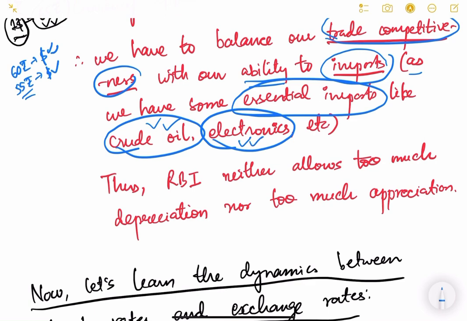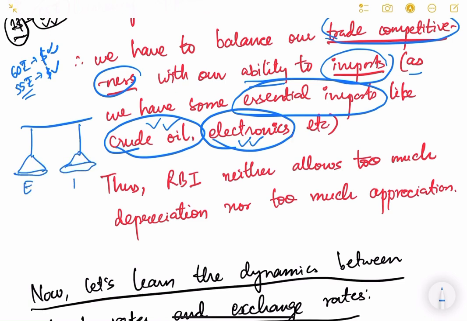So we have some essential imports for our country, and therefore we cannot make our imports very expensive by depreciating or devaluing the rupee a lot. Therefore we have to balance these two. Okay, so it is a kind of balance. See, here is one pan of the balance and here is another. So RBI has to balance.